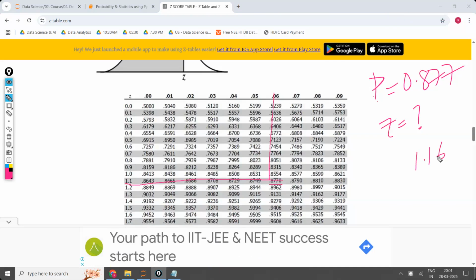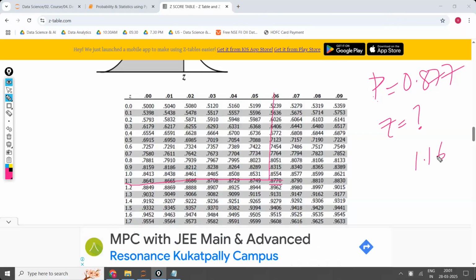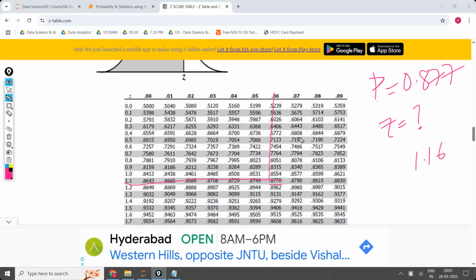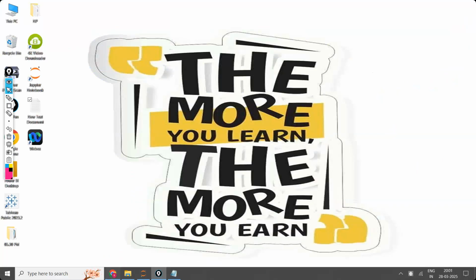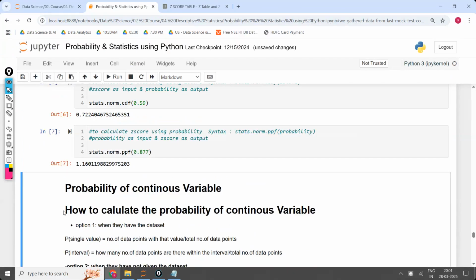So when I have given you the probability, can you calculate Z-score? Yes. When I give the Z-score, can you calculate probability? That is also possible. Both of them. If I give this one, that one. If I give that one, this one. So now when I provide the probability and I want the Z-score as the output, what is the function we have to use in the Python? PPF. In the PPF, what you have to provide? Inside that, probability as the input. I'm providing the probability 0.877. When I provide the 0.877, what is the output now? 1.16. Is that clear? This is the Z value.